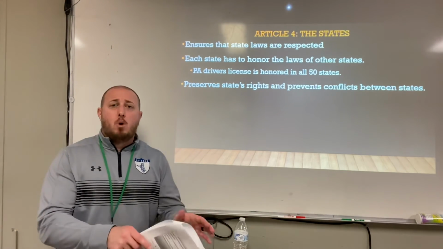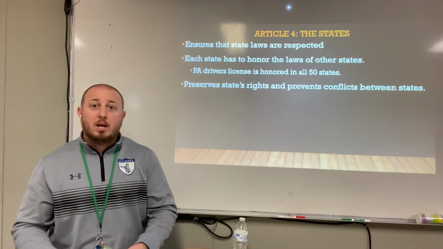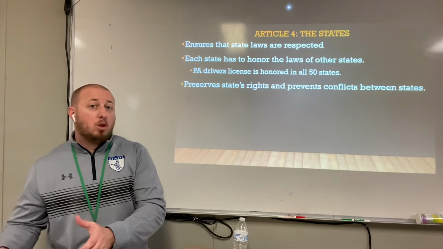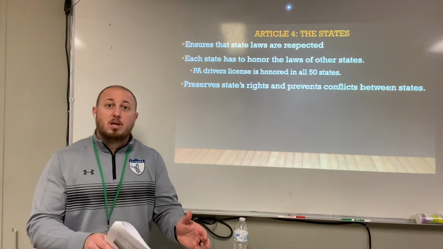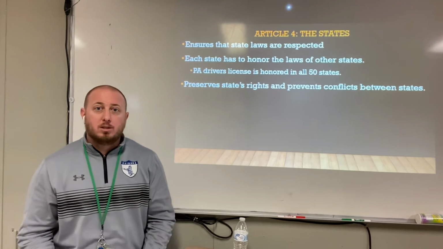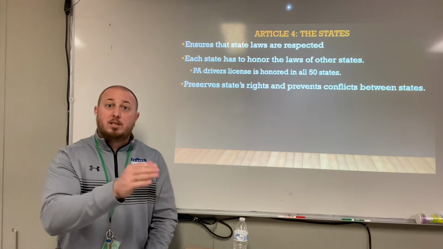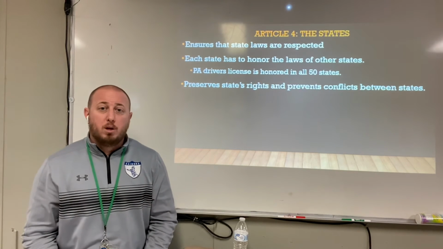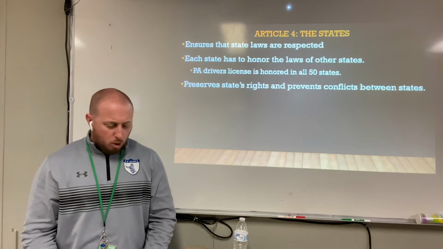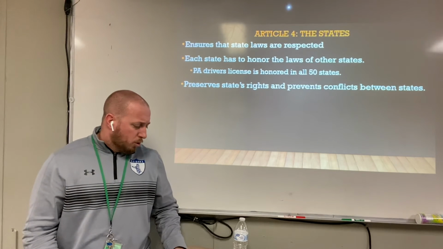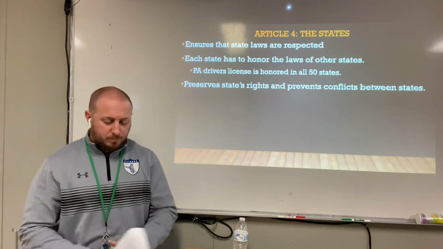But if you have an Ohio driver's license and you get it on your 16th birthday and you drive into Pennsylvania, even though according to Pennsylvania law, you wouldn't be able to have your driver's license yet, we as Pennsylvanians respect your Ohio driver's license. So states have to respect the laws of other states, even though it could differ from the policies of that state. So that's Article 4. So Article 4 of the Constitution was created to preserve states' rights.